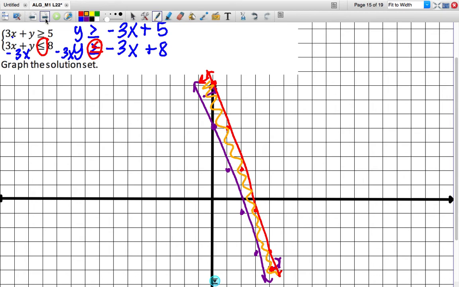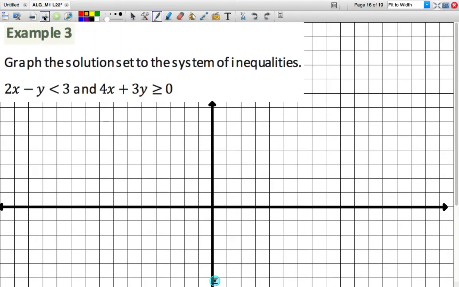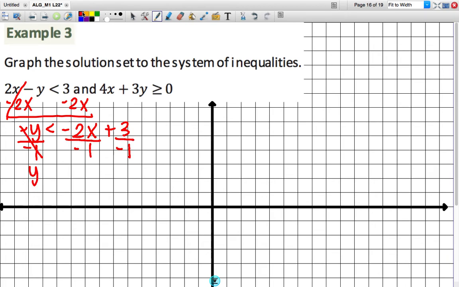Now let's look at example 3. Graph the solution set to the system of inequalities. So similar to the last problem, and remember, in order to graph, we have to have it in slope-intercept form. So I'm going to subtract 2x on both sides. So now that leaves me with negative y is less than negative 2x plus 3. I have a negative variable, so I've got to get rid of that. So now I have y, I divided by a negative, which means I have to flip my inequality symbol. And now I'm in slope-intercept form.